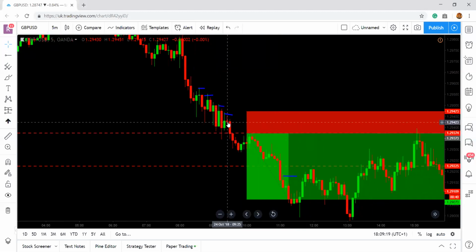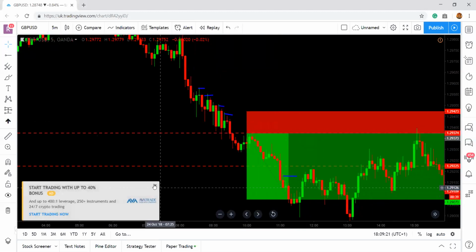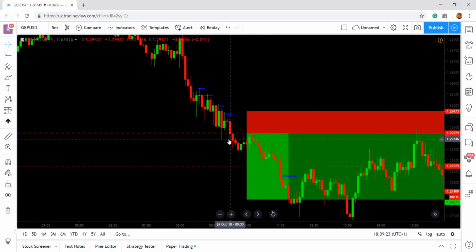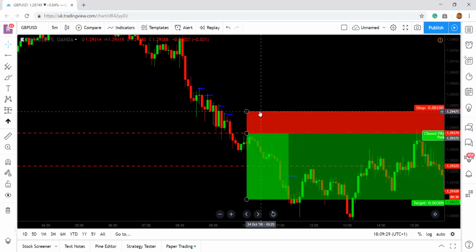Eventually, we had this push to the downside. I got triggered into the trade, and I was a bit wary of what could happen, but of course I set my stop loss at 10 pips.